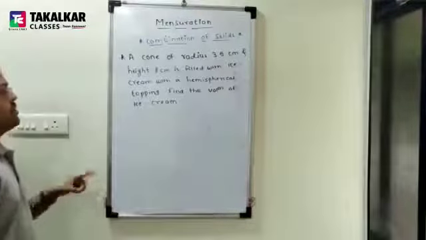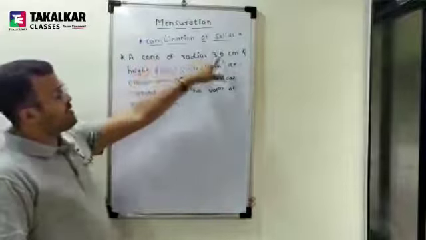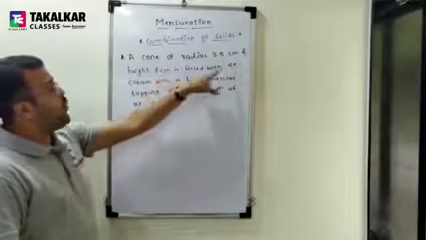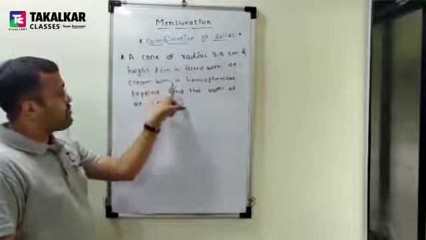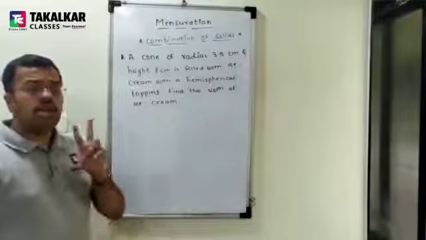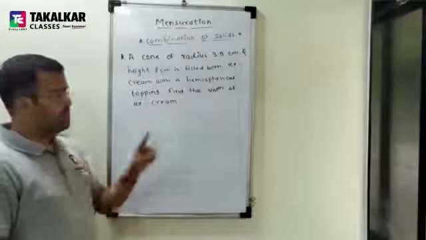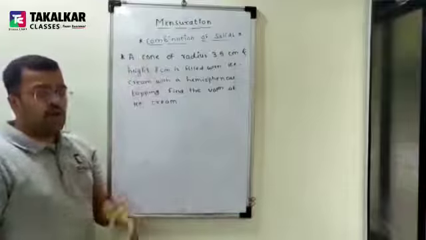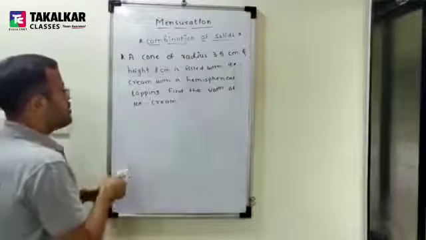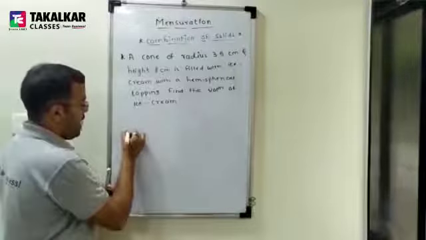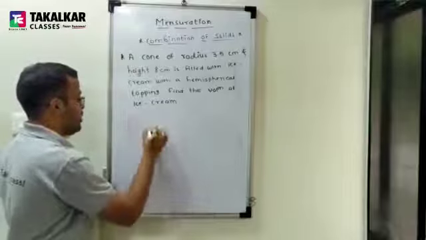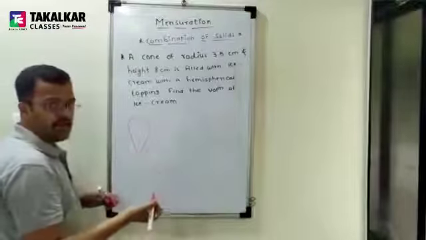Now look at your first question. A cone of radius 3.5 cm and height 8 is filled with ice cream with hemispherical topping. Now first you have to identify 2 shapes. One I can see is a cone, and on top of it I have put ice cream. In which shape? Hemispherical. So first you have to draw a rough diagram. This is my cone of ice cream and this is my hemispherical topping.